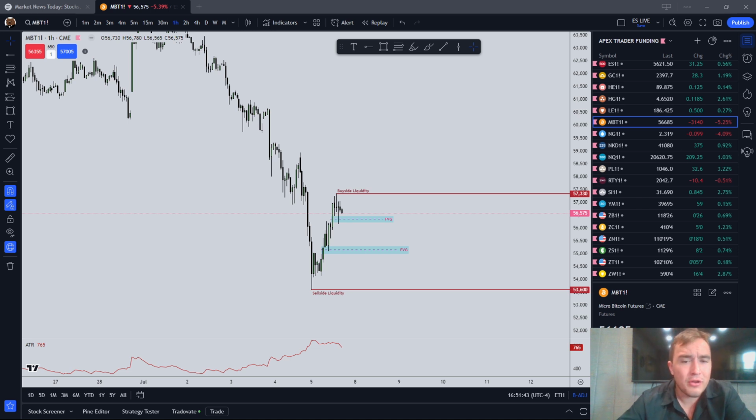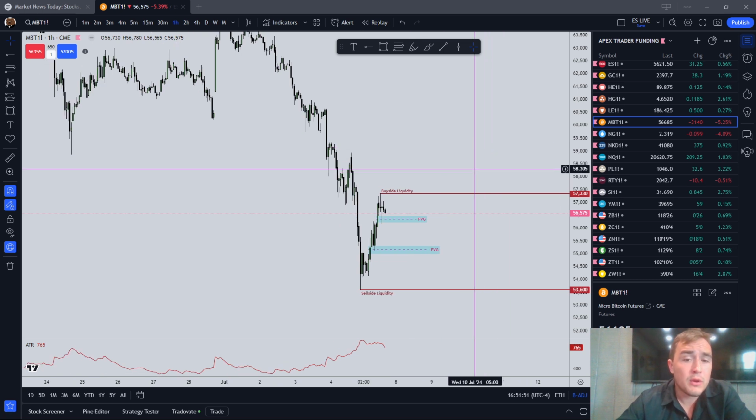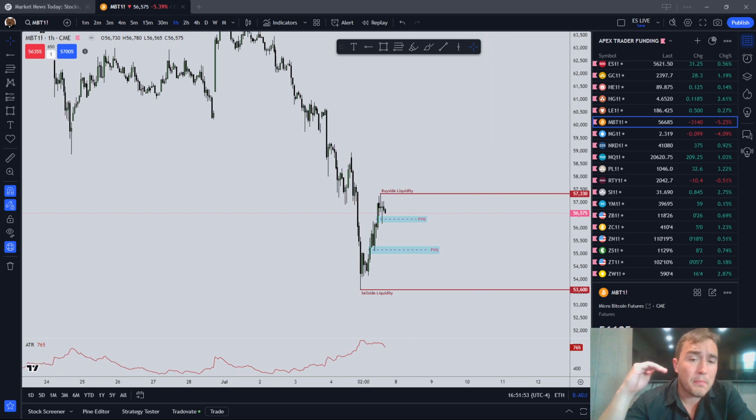There's many other drawings out there, many other ways that using an ICT style you can draw out your chart. This is just my basic outline of how you might want to get that accomplished, guys. So remember, buy side liquidity, sell side liquidity. Look for any long wicks or fair value gaps in between those two points. And now you have an ICT outline.